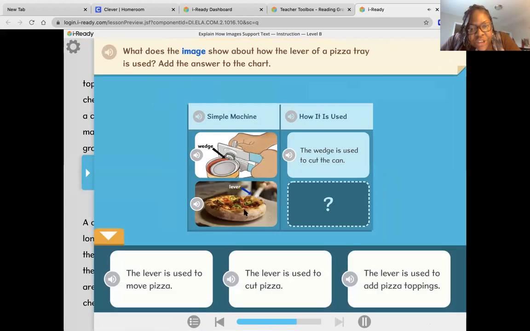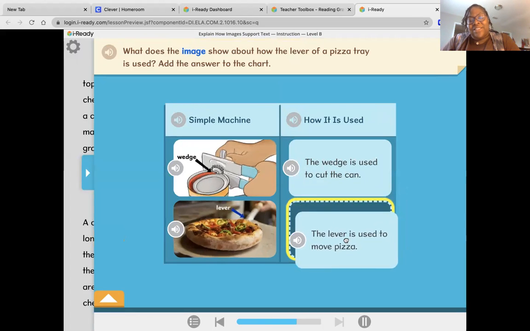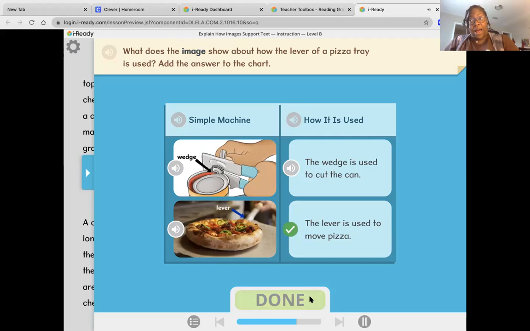So let's look at this picture. We see the lever right here. It's pointing to the handle, and you know it said that they use this to put the pizza in and out of the oven. Okay, it says the lever is used to move pizza. That's a good answer. Let's make sure it's the best answer. The lever is used to cut pizza. No, well, a wedge is used to cut a can, but we know that a lever is not used to cut pizza. The lever is used to add toppings. No, so yes, this is our best answer. Correct.